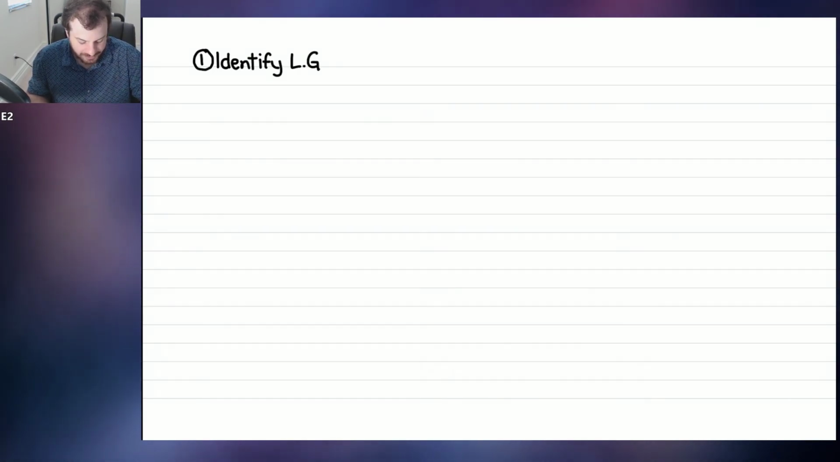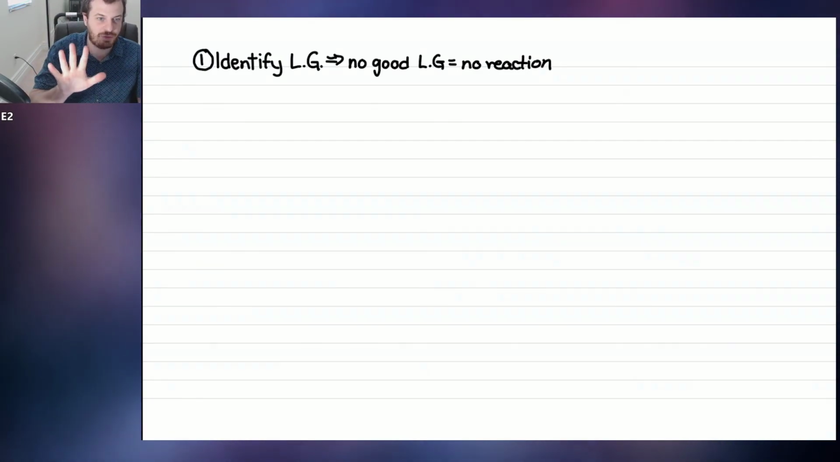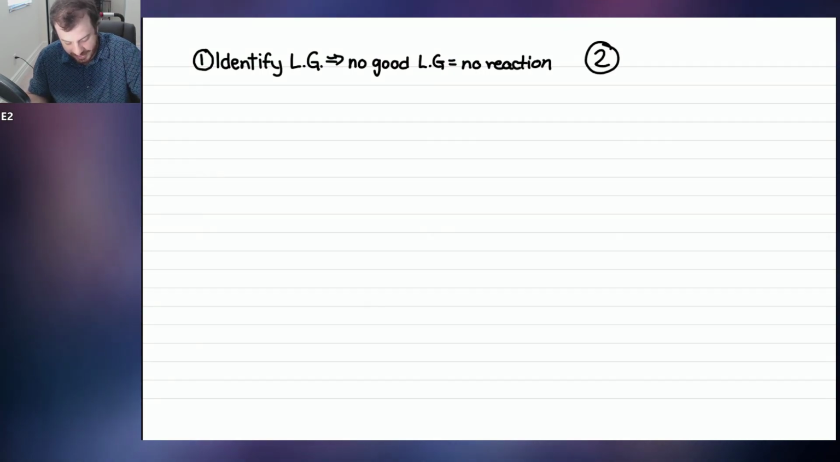You must identify the leaving group. If you don't identify the leaving group, you're going to potentially be wasting a lot of time, because if there's no good leaving group, there's no reaction. It doesn't matter. SN2 and E2 both require one of our 5 good leaving groups. So if you don't have one of the 5 good leaving groups, save your time. There's no reaction. Number 2, second step is identify the nucleophile.